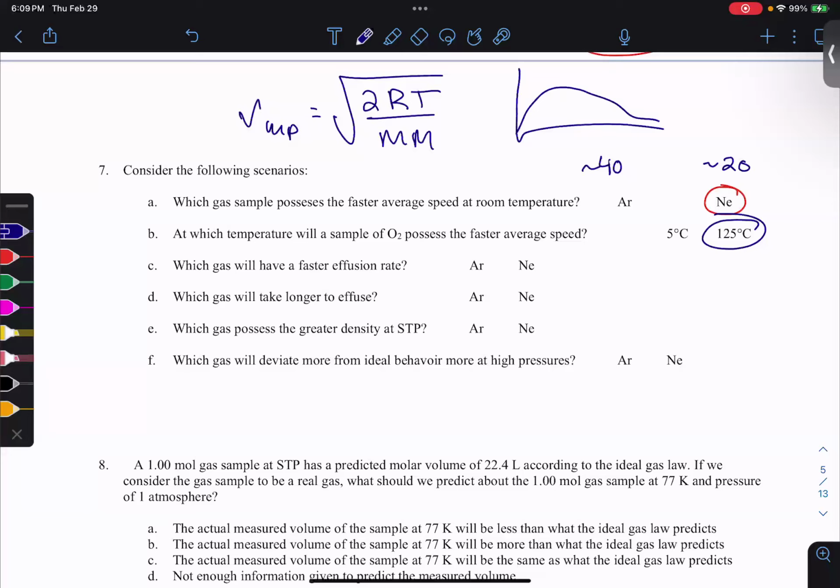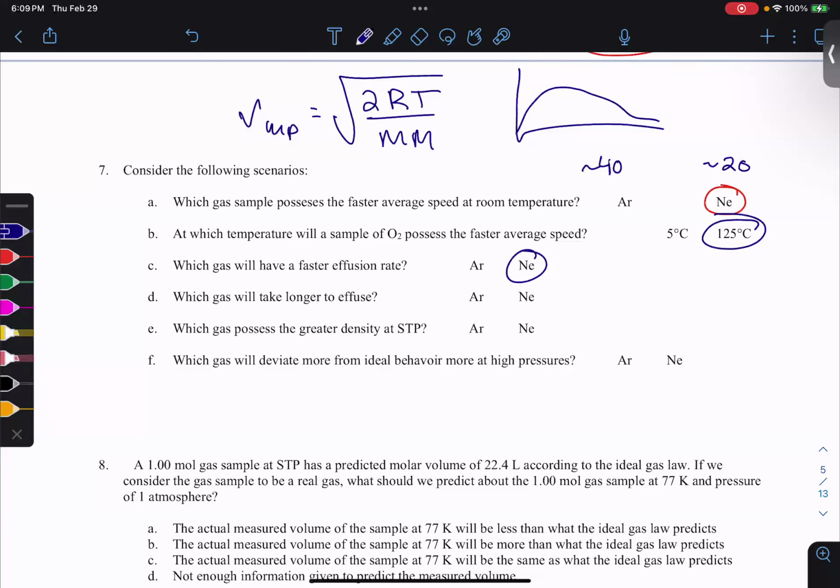All right, which gas has a faster effusion rate? What is effusion? It's a gas going through a pinhole. Yeah, just like this, right? So which gas will do this faster? The faster one. Yeah, that's great inference. So yes, it's the neon.